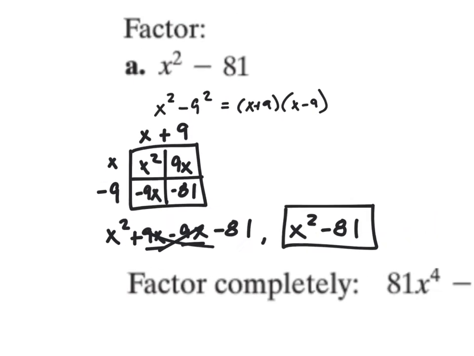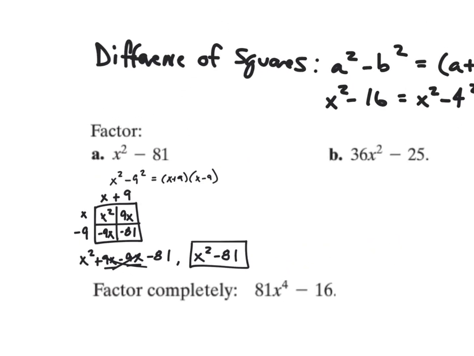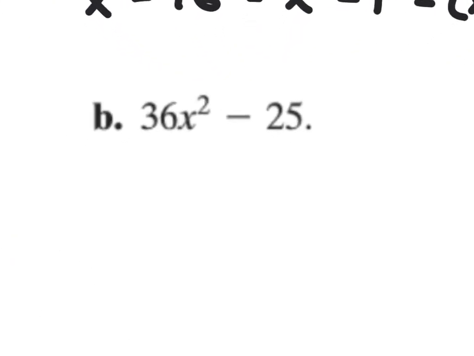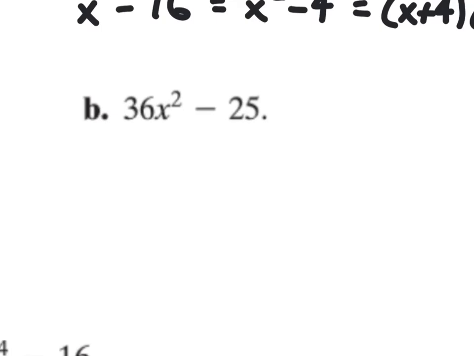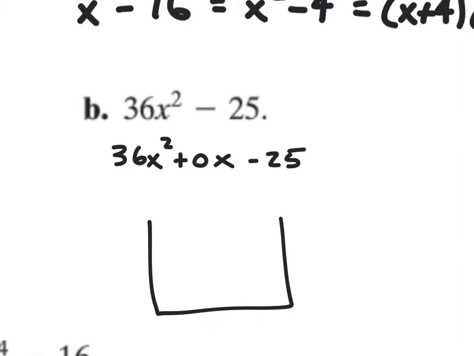Okay? So you could do this via the box method, but if you recognize that you have something squared minus another something squared, then you can just easily factor it. Okay, now down over here, we can use the box method, all right? And let's do that, all right? And let's rewrite this first as 36x squared plus 0x, since there's no middle term here, okay, it's a 0. And then minus 25. Okay, so let's do the box method real quick, all right?